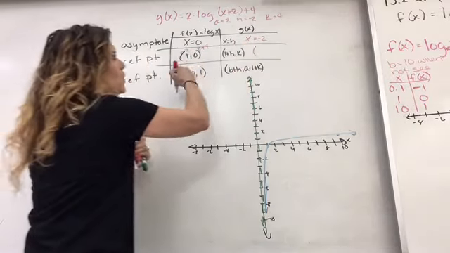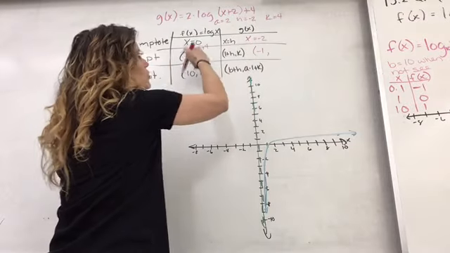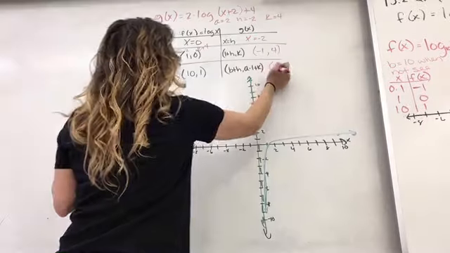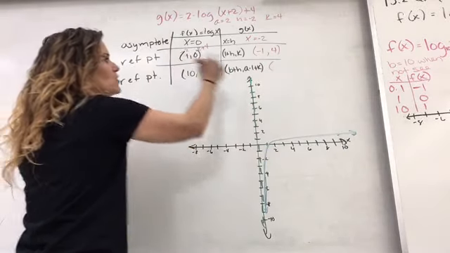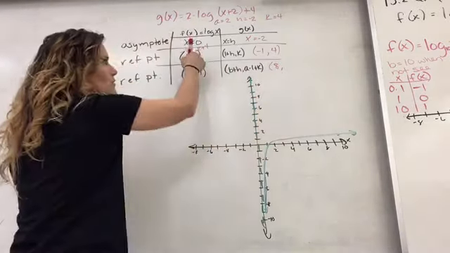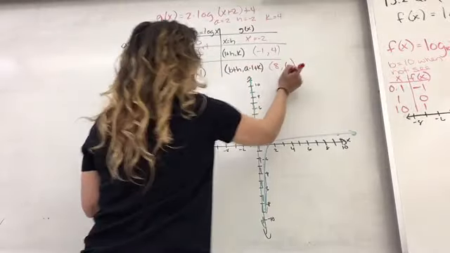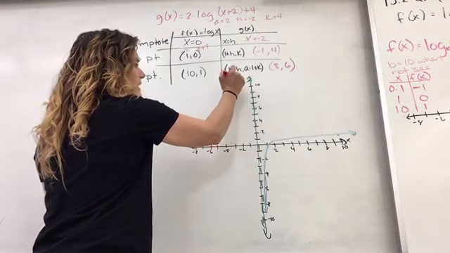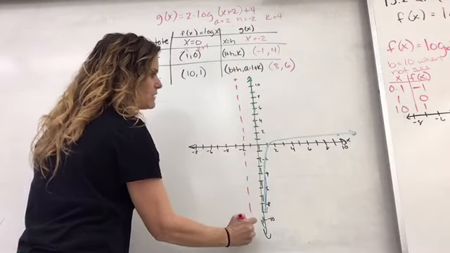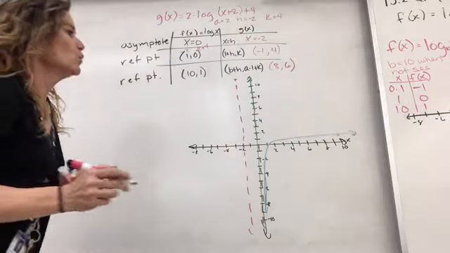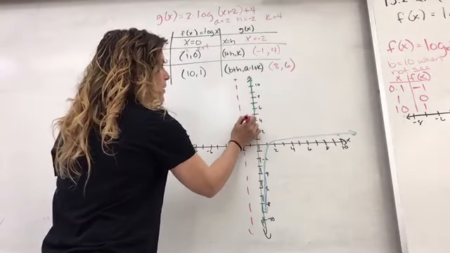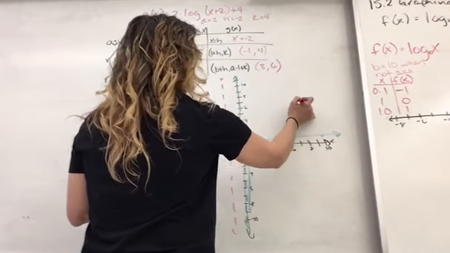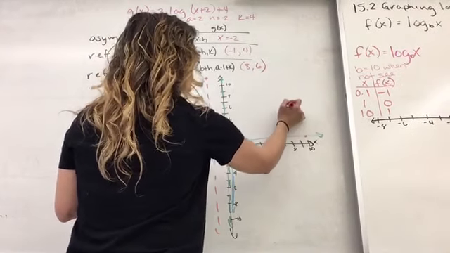That would give me here 1 minus 2 is negative 1. 2 times 0 is 0, plus 4. For this one, it would become 10 minus 2 is 8. 1 times 2 is 2, plus 4 is 6. So if we look at this and just start getting in our information, we have an asymptote at negative 2. Remember, it's always vertical with the logs. We have a point at negative 1, positive 4, and at 8, positive 6.